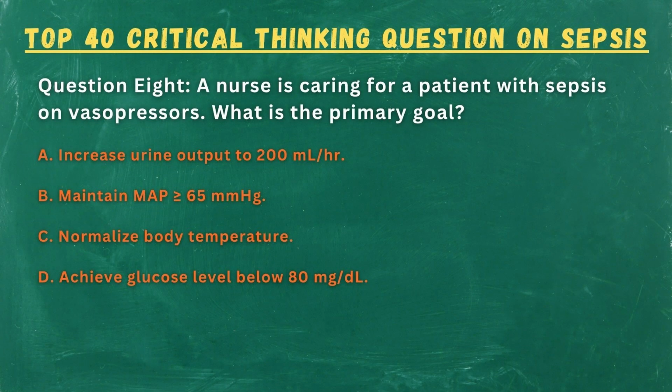Question 8. A nurse is caring for a patient with sepsis on vasopressors. What is the primary goal? A. Increase urine output to 200 milliliters per hour. B. Maintain MAP greater than or equal to 65 millimeters of mercury. C. Normalize body temperature. D. Achieve glucose level below 80 milligrams per deciliter. Answer: B. Maintain MAP greater than or equal to 65 millimeters of mercury.